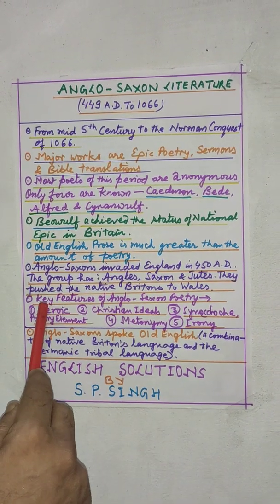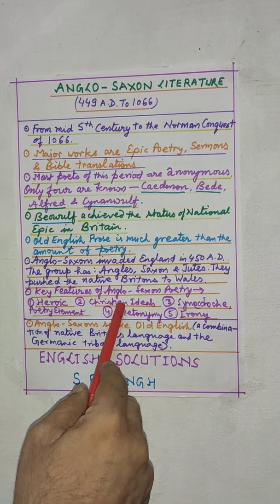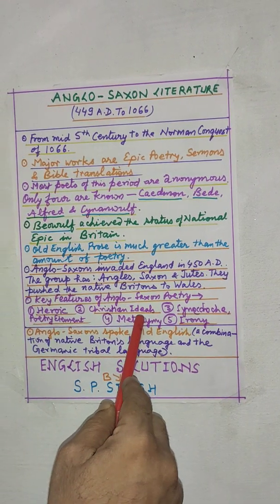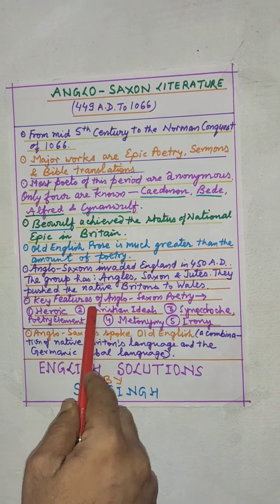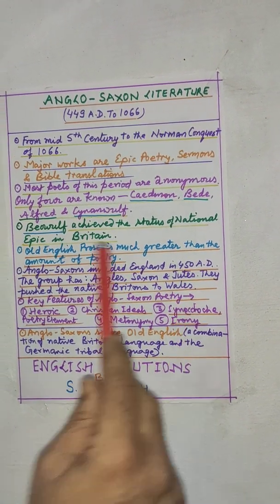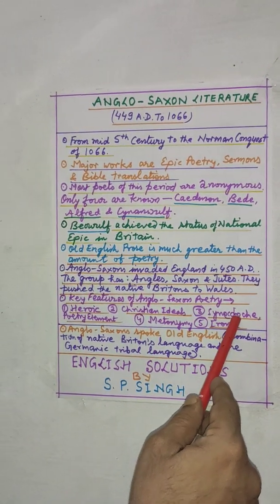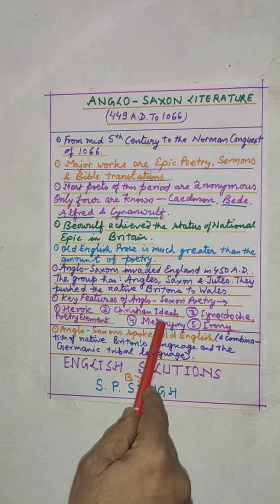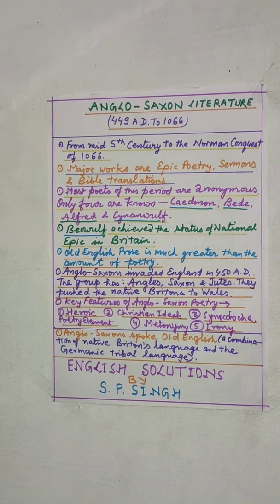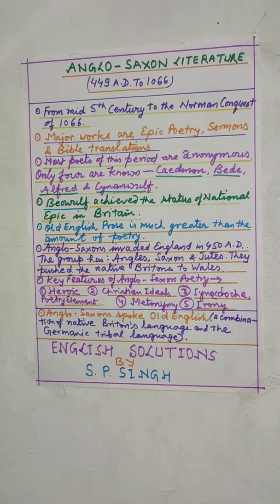And the key features of Anglo-Saxon poetry are that it is heroic and it deals with Christian ideals, and synecdoche is used, metonymy is used, and you will find irony. So these are some key features which are quite visible in Anglo-Saxon poetry. Again repeating, heroic poetry element, Christian ideals, then synecdoche, that is a figure of speech, metonymy, another figure of speech, and irony, one device. And about irony, I would like to clarify that when expectation is different from what happens, we consider it as irony.